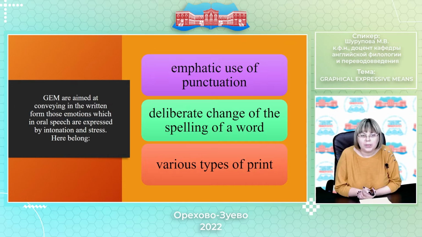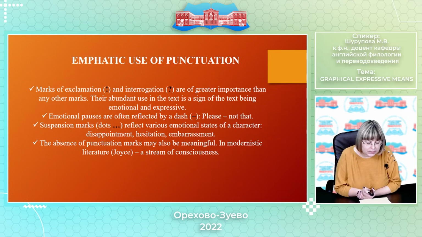Here belong three big categories. You can see them on the screen. All types of punctuation are used to express emphatic intonation of the speaker. Emphatic punctuation is used in many syntactic stylistic devices, such as apposite pieces, rhetorical questions, suspense, and may not be connected with any stylistic devices. So, emphatic use of punctuation is introduced by different marks of exclamation or interrogation, which have greater importance and significance in the text than any other marks.